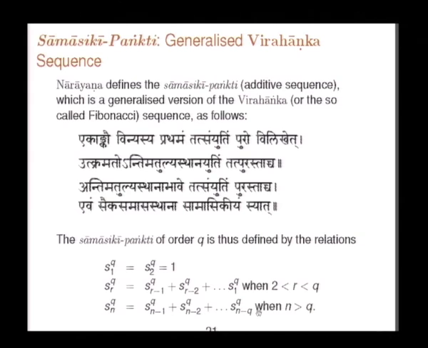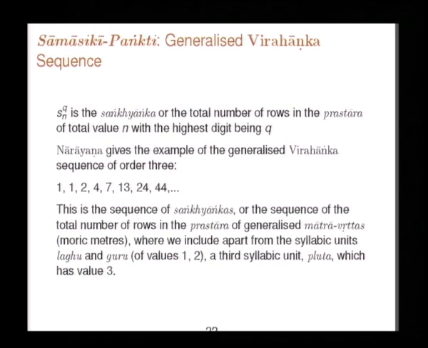So, when you put q equal to 2, you will get the Virahanka sequence, the Fibonacci sequence. When you put q equal to 3, you will get 1 1 2 4 7 13 24 44. You can see that they were there in that Prastara. There were 7 rows with value 4, 13 rows with value 5, 24 rows with value 6.